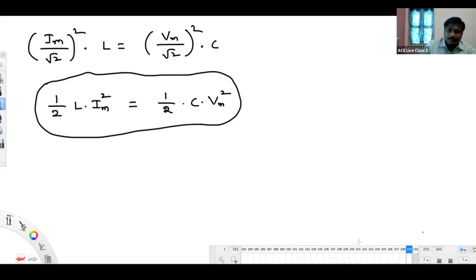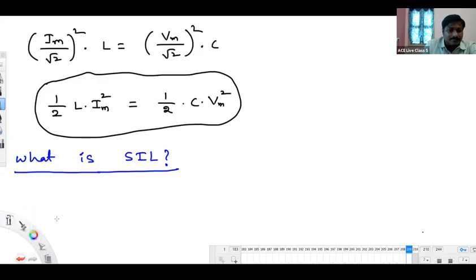Till now, we have discussed many things by taking the ZL equals ZC condition. But what is the definition of surge impedance loading? What is SIL? If anybody asks you, how do we have to define surge impedance loading? That's a question we have to ask.